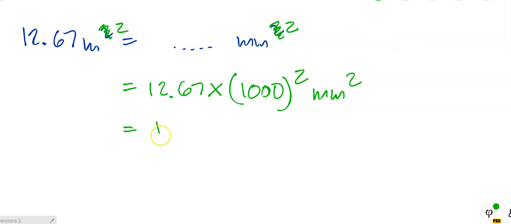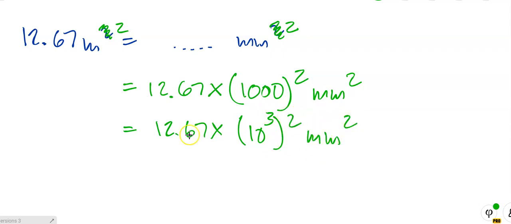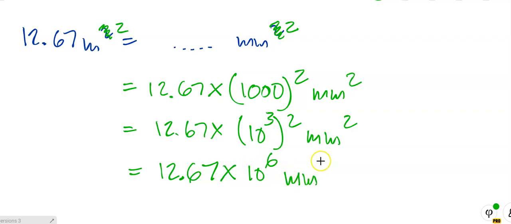So I'm going to say that's 12.67, and you will agree that 1,000 there is 10 cubed, squared, millimeters squared. I'm doing it the long way for the first time, so if I tidy that up even further, 10 cubed squared is 12.67 times 10 to the power 6 millimeters squared. There we go, and that's it. So 12.67 meters squared is equal to 12.67 times 10 to the power 6 millimeters squared.